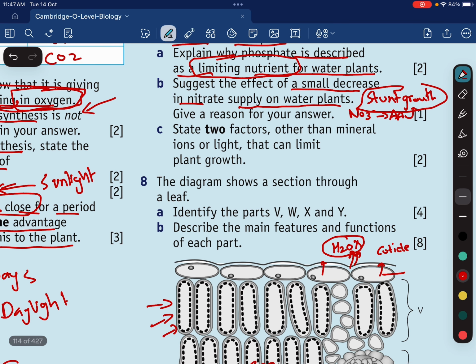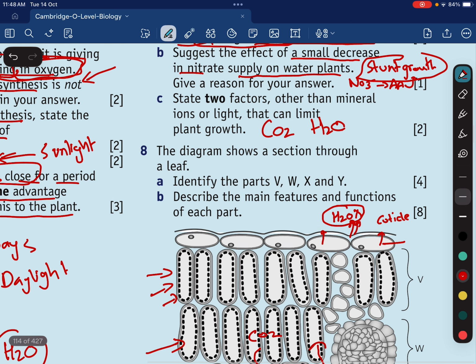C, state 2 factors other than mineral ions or light that can limit plant growth. We learned this before too. There's carbon dioxide, that could be a limiting factor. There could be water as well, that could be a limiting factor too, because these are components for photosynthesis.